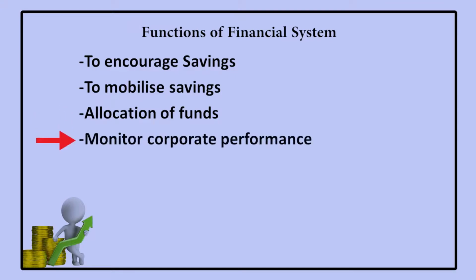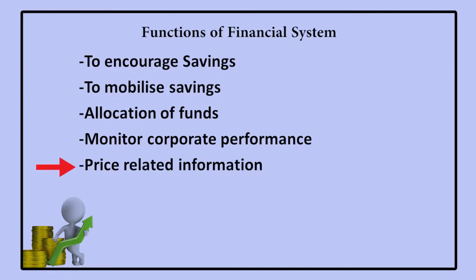Next is monitoring corporate performance. An efficient financial system also monitors the corporate performance of any country. Here, different regulatory bodies, for example SEBI, the Securities and Exchange Board of India, the Reserve Bank of India, the Ministry of Corporate Affairs, and different accounting bodies also monitor the corporate performance of the country with the help of the financial system.